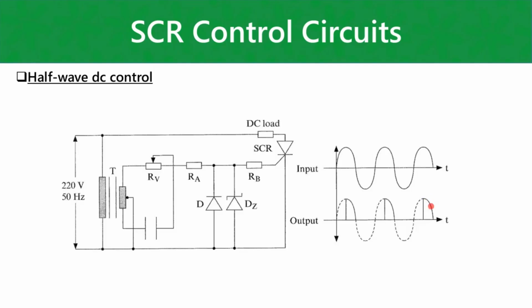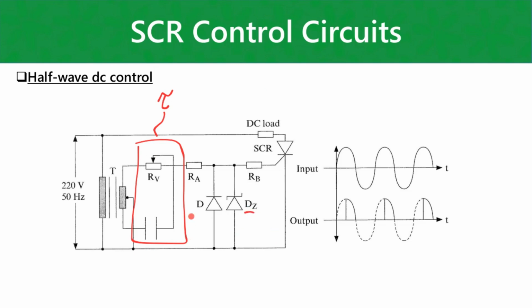Then we have half wave DC control again. So here we have a bit more of a detailed trigger circuit. This is our trigger circuit that we have here. Take note, we also have an RC circuit configuration here that will give you a time constant and phase shift at which you can adjust when the SCR is triggered. And also take note, we have a Zener diode.